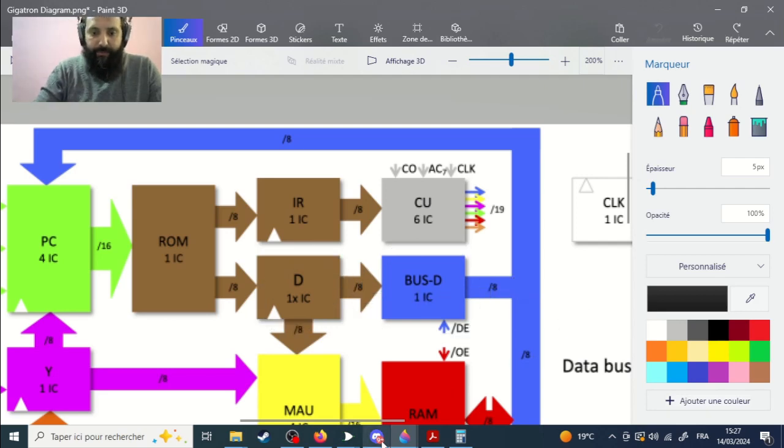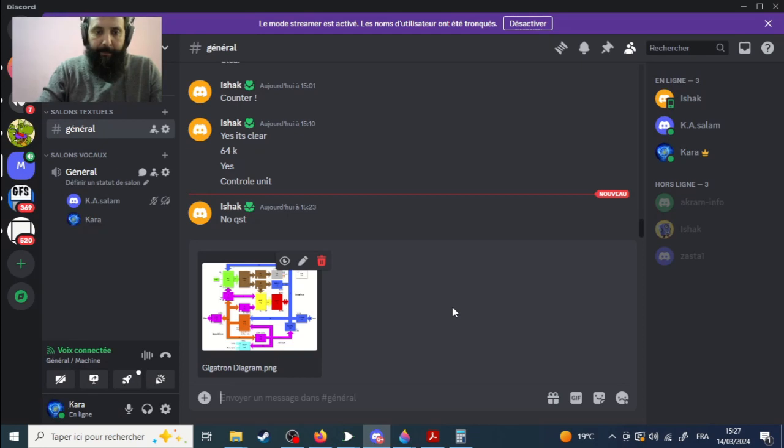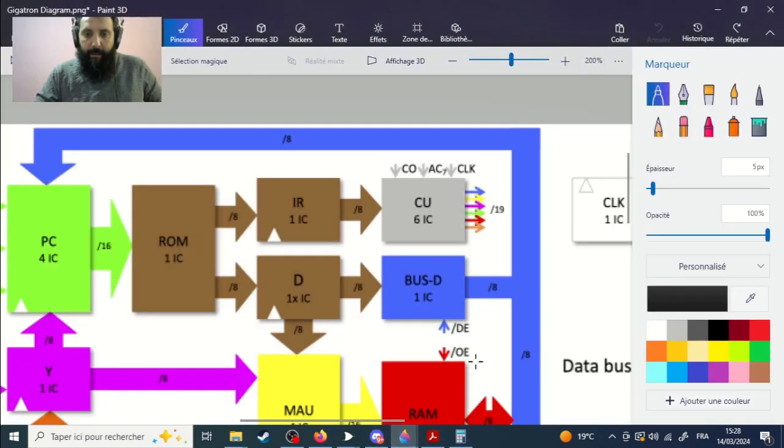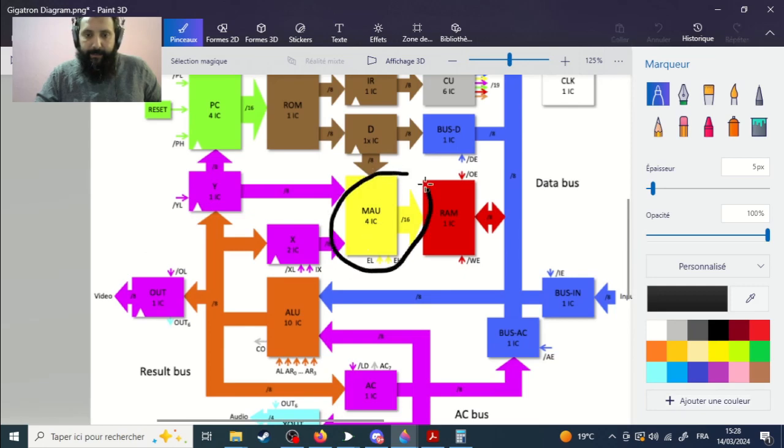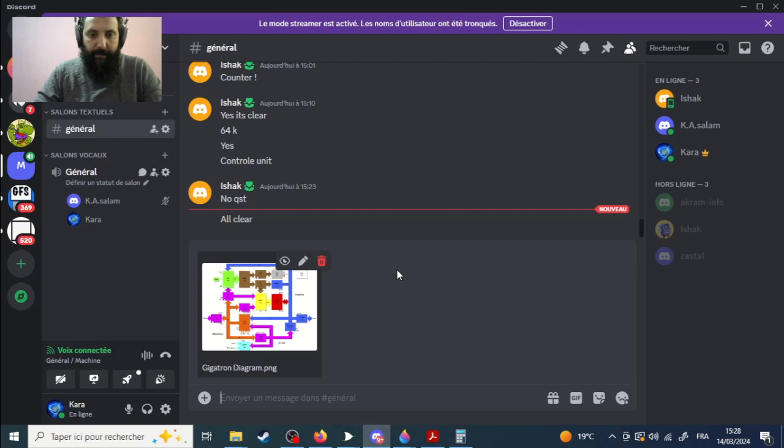Okay. Do you have questions for this particular part? Is that clear, or should I repeat? Or do you have some dark points, not well understood points? All clear. Okay. Is that simple or difficult?